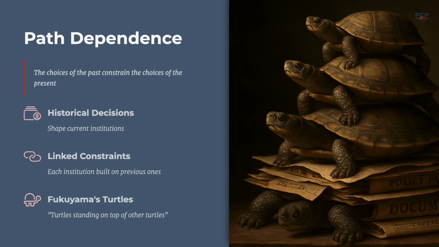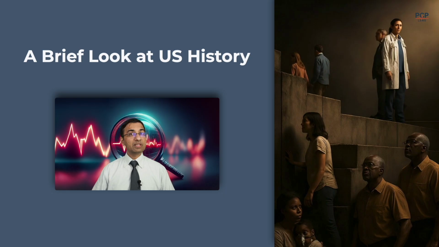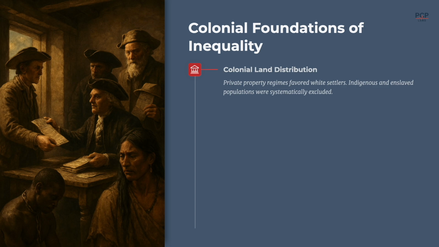Francis Fukuyama, in his seminal work Political Order and Political Decay, explains path dependency as, institutions are often like turtles standing on top of other turtles, which themselves are standing on top of more turtles, with no solid ground in sight. Which means that we have to briefly take a look at US history. Now, for many of you, this may be something that you learned in school, but it warrants a quick review and putting history in the context of structural determinants of health. In the colonial era of land distribution, private property regimes favored white settlers and systematically excluded indigenous and enslaved populations.